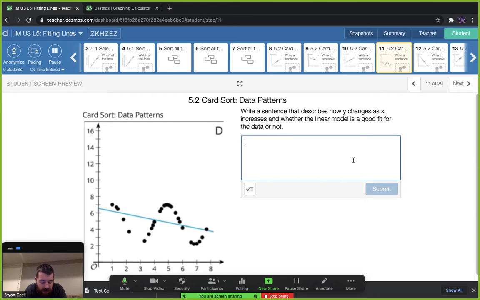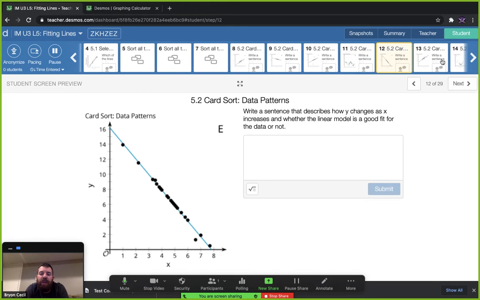Now, guys, when we see this for D, as x increases, we can see here, I would describe this as it goes down, up, y moves in a wave pattern. Maybe that's a good way to describe it. And not a good fit at all, I would say, guys, because that line there gives you zero prediction on what could happen.